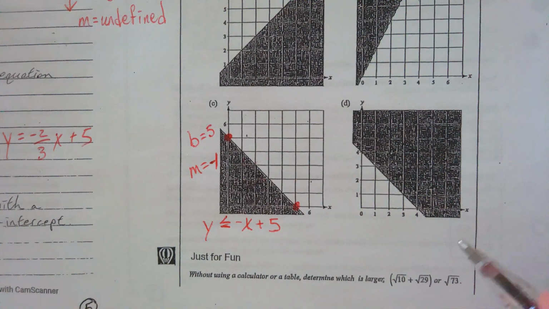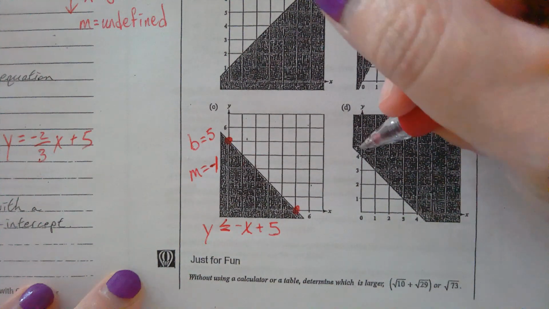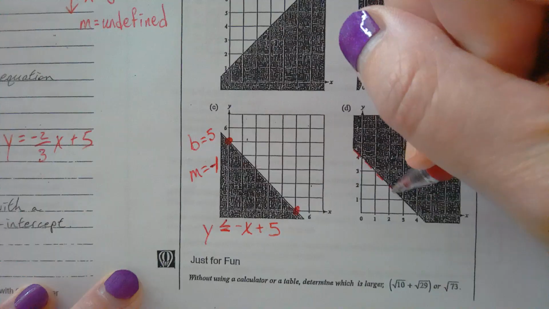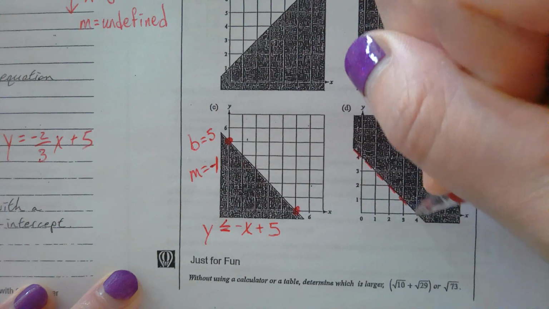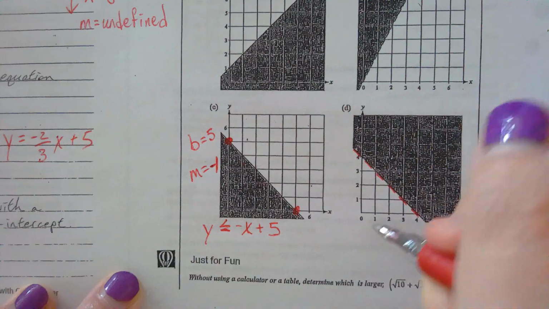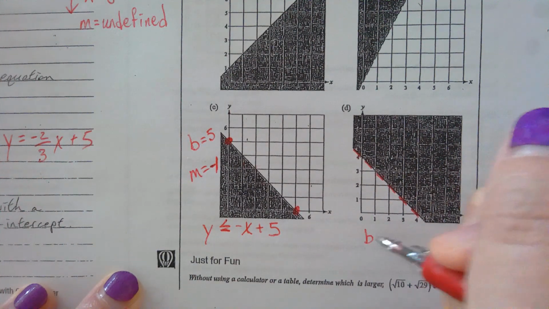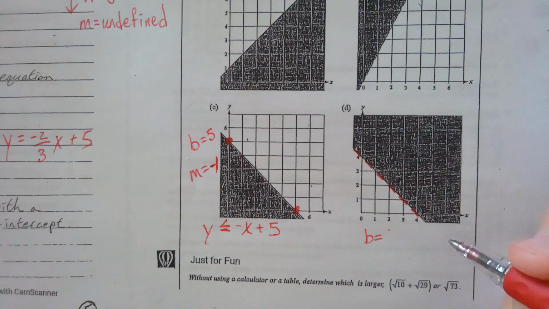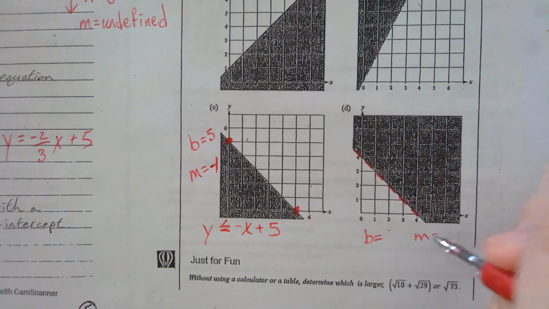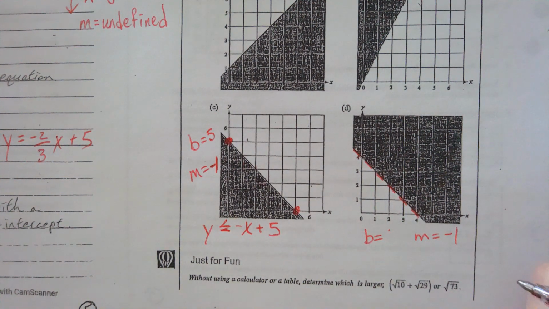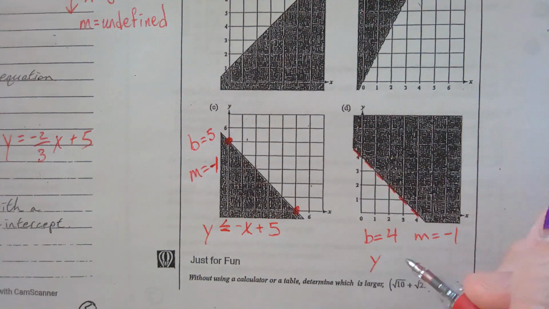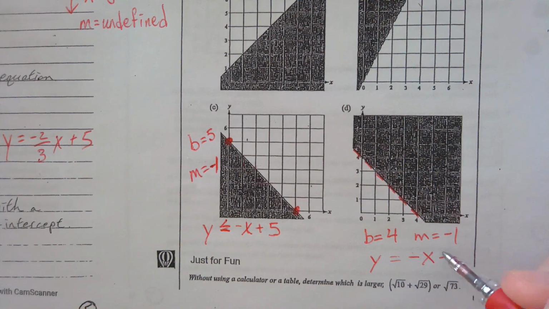Okay, so let's finish off this one. Let's just say, for the sake of the review, I'm changing this to a dotted line right here. All right. What's M and what's B? M is -1. Good, because the direction of my line is this way. B is 4. So what's my equation? -1x plus 4, right.